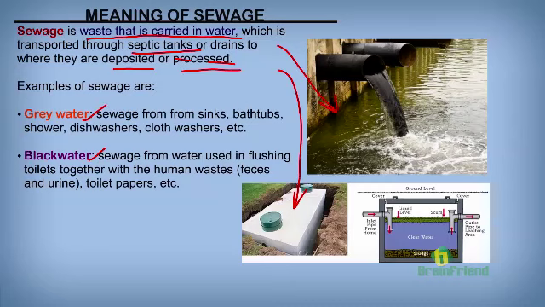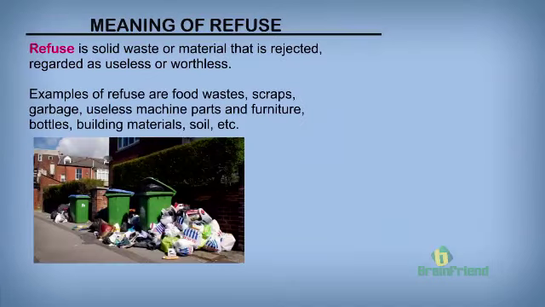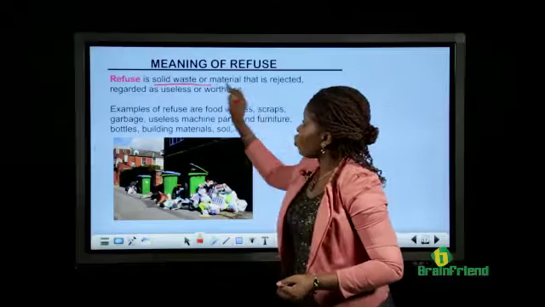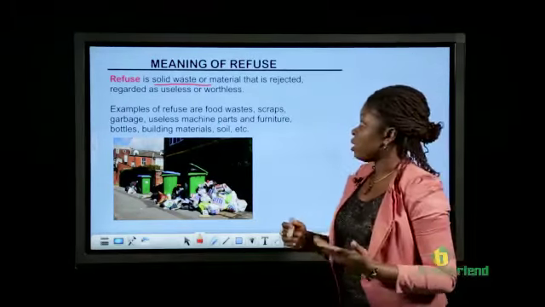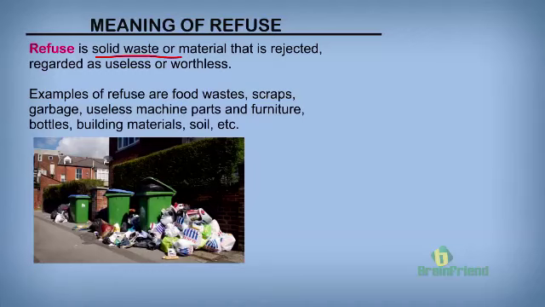Grey water is sewage from our sinks, bathtubs, clothes washers, dishwashers, and our shower. While black water is sewage from the water we use in flushing toilets together with the human waste, such as feces and urine, toilet papers, etc. Refuse. What is refuse? Refuse is solid waste. So, as opposed to sewage, sewage is liquid waste, while refuse is solid waste. Solid waste or material that is rejected and regarded as useless or worthless, as you can see in this image.